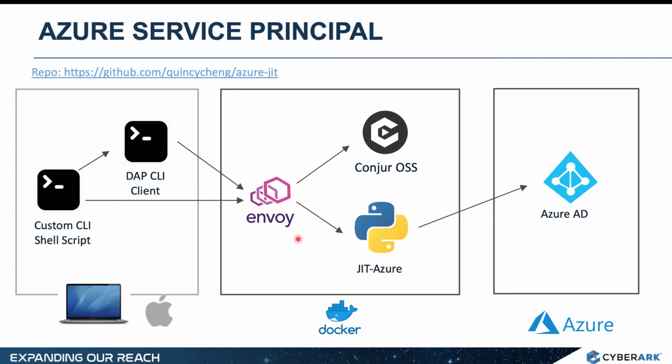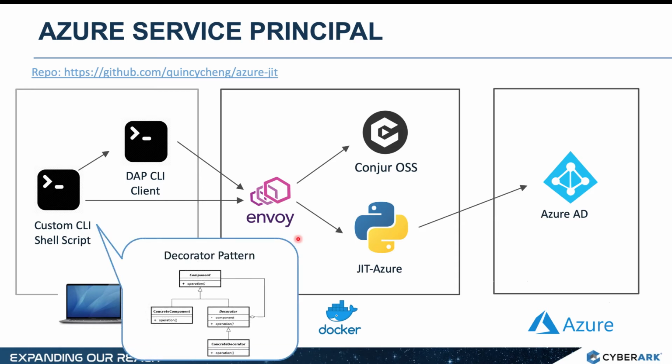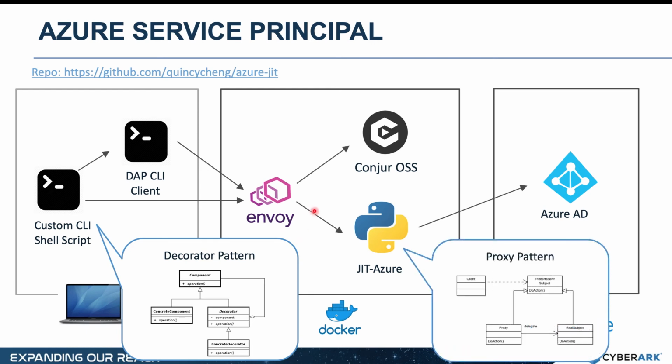So Envoy is acting as a proxy here, and based on the proxy pattern, it redirects the incoming REST API calls to the container of Conjur or to our customized Python source code, which is called the just-in-time Azure container. And of course, it will communicate with our Azure AD in order to manage, including provisioning and deprovisioning of, Azure Service Principal. So let's take a closer look at our demonstration.